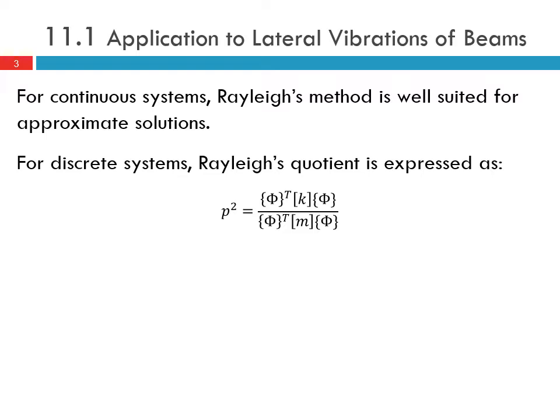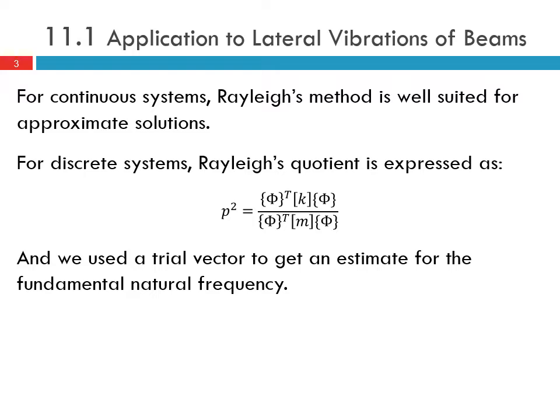So if you recall, for discrete systems, Rayleigh's quotient was expressed as our estimate of p squared is equal to phi transpose k phi divided by phi transpose m phi, where phi is our assumed mode shape, k was the stiffness matrix and m was the mass matrix for the system. And we used a trial vector to get an estimate for the fundamental natural frequency.